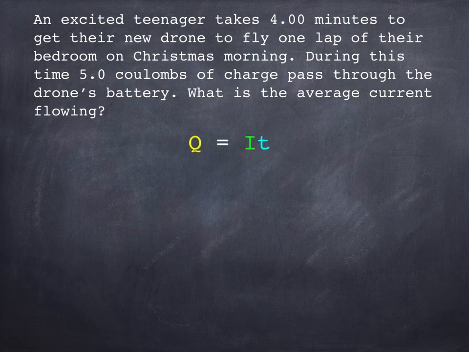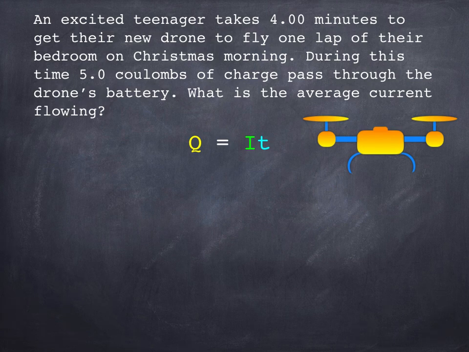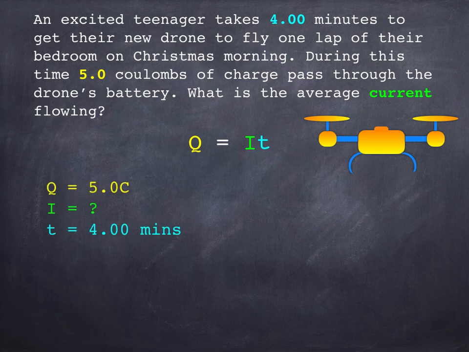Well, clearly we need our new equation for this. Q equals IT. And if we identify what we've been given in the question, that will help us to work out what we need to do with the equation, whether we need to rearrange it, and whether we need to process that information at all. So we've got time, 4 minutes there. We've got the charge, 5 coulombs, and we want to find the current. So it's worth just jotting down on the side of your exam question or your exercise book what you've been given and what you're missing, like this.